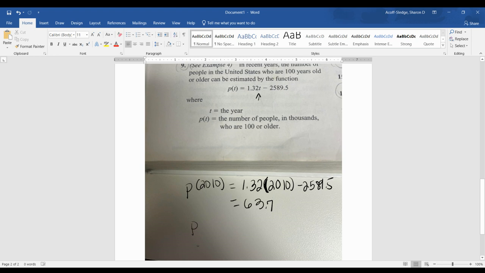Then it says find P of 2020. I think people are living longer, so let's see what that gives us. 1.32 times 2020 minus 2,589.5. And you can put these in a calculator yourself because sometimes I'll not be seeing well. So in 2020 it is 76.9, which makes sense because the life expectancy is bigger.